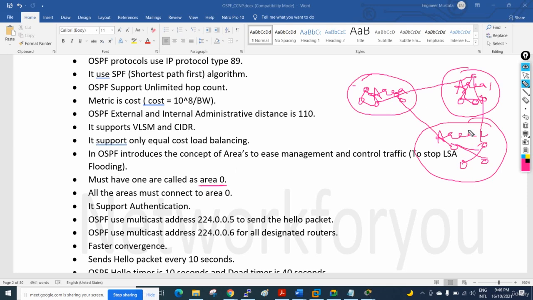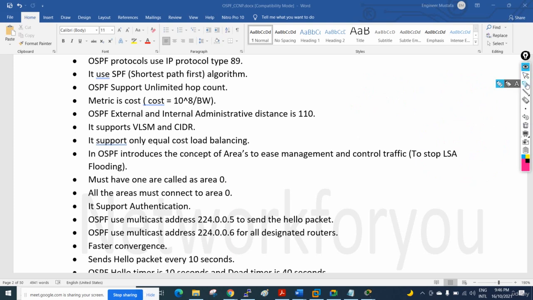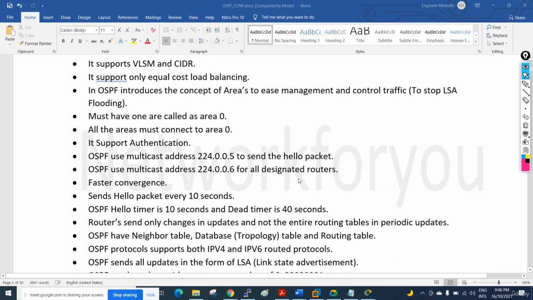But we have another logic also, we can make the communication. But now remember, area 0 is a must. Without area 0 we cannot make the communication between two different areas. Later we will see how we can make the communication by using a virtual link and all that. And then, OSPF supports authentication, so we can put the password also when we configure OSPF.